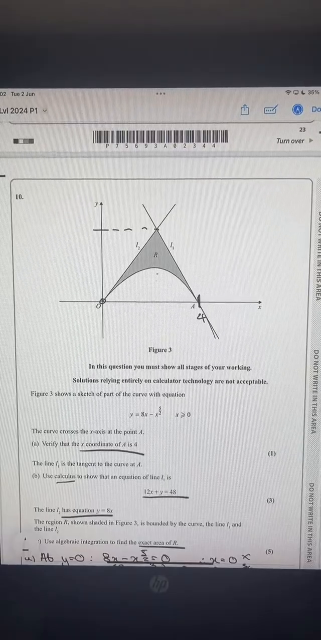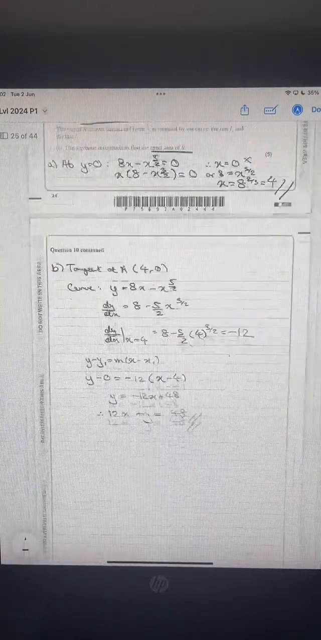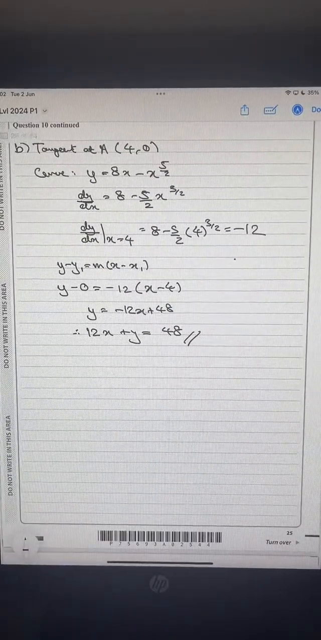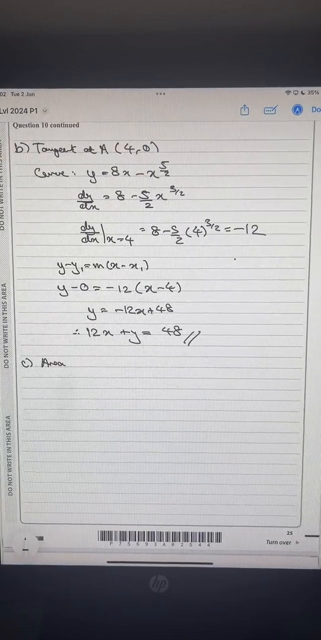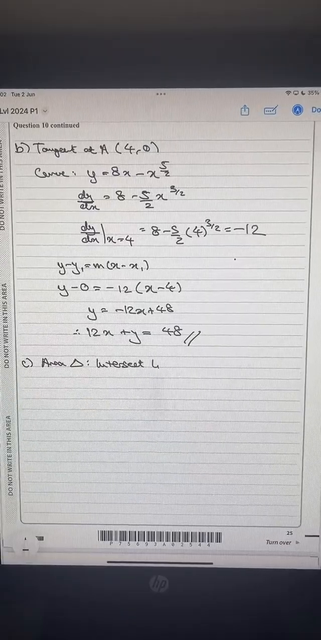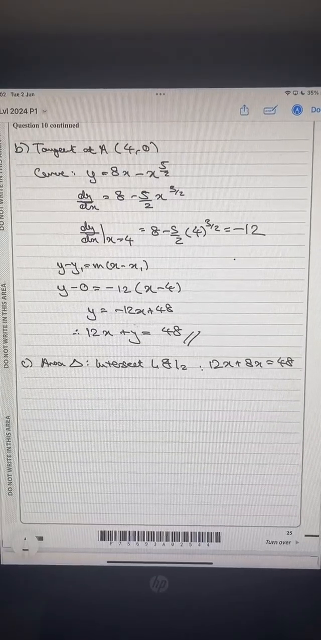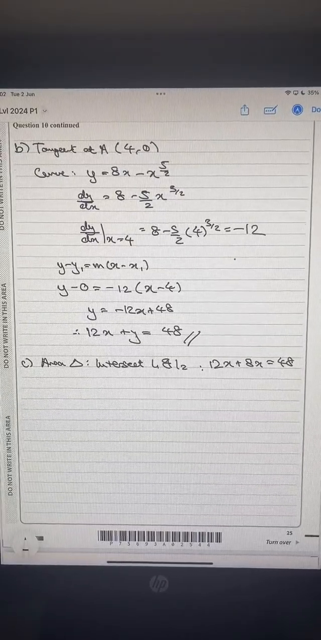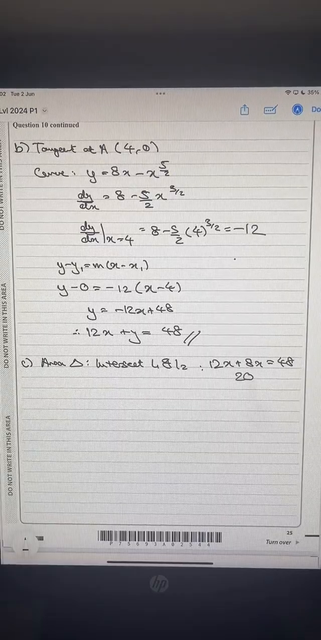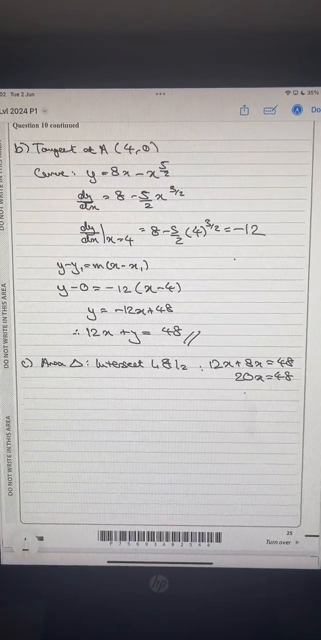Then we integrate to find the area between the curve and the x-axis and subtract that. Exactly, and then you subtract. So the area of the triangle first. The intersection of L1 and L2 is 12x plus 8x equals 48, because L2 was y equals 8x. So I used substitution there because it was easier. 20x equals 48, so x is equal to 2.4.